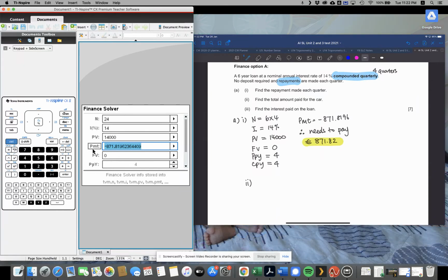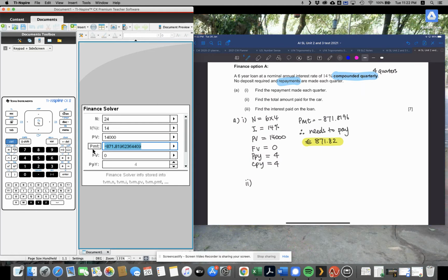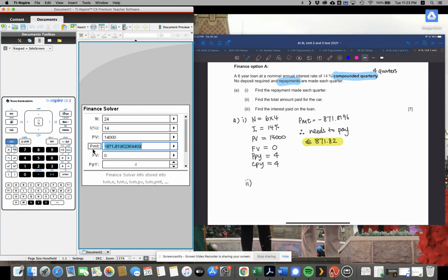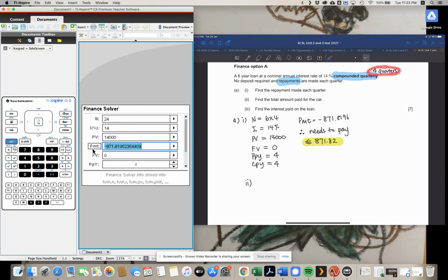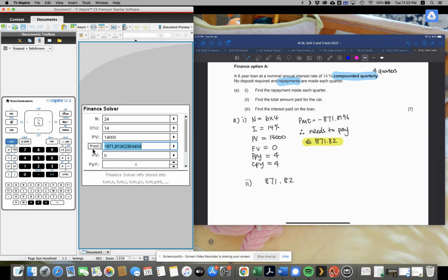Part 2 is asking, find the total amount paid for the car. Because interest is charged to it, now think about it, it must be over 14,000 because he's paying interest for his loan. In the 6 years, he needs to pay 24 payments, 6 years of 4 quarters. Each quarter, 800 something. So you take what you have got from part A1 and do the following calculation.